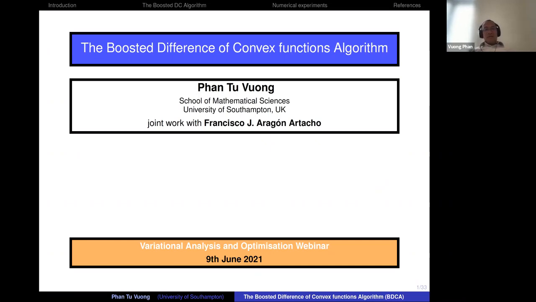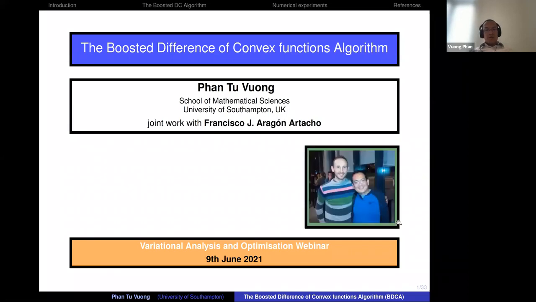So my talk today will be about the boosted DC algorithm, which is a joint work with Francisco. I suppose that most of the optimizers in Australia are familiar with Phan, because he spent 2 years in Newcastle with John. So here's the picture taken in Luxembourg 5 years ago, I think, where we did the postdoc at the University of Luxembourg. So the joint work started like 5 years ago.